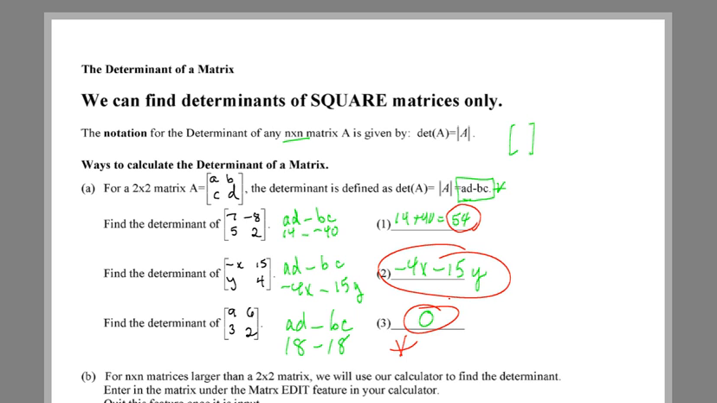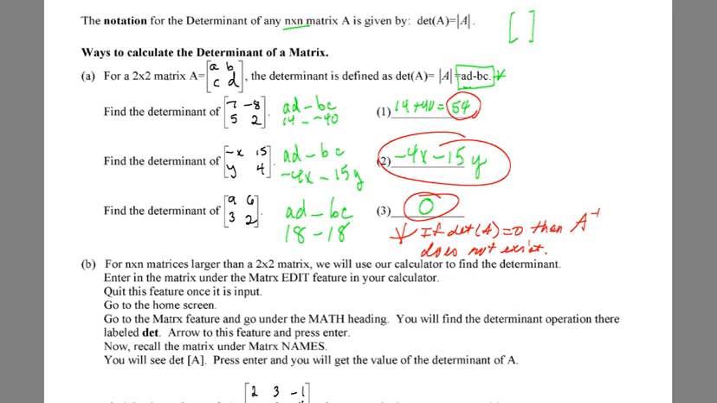If my determinant is 0, it actually determines something about that matrix, which is an important thing that I don't have written on here that you need to write down. If the determinant of A is equal to 0, then A inverse does not exist. So the determinant does determine something. It determines whether your matrix has an inverse or not. So if the determinant is 0, your matrix does not have an inverse.